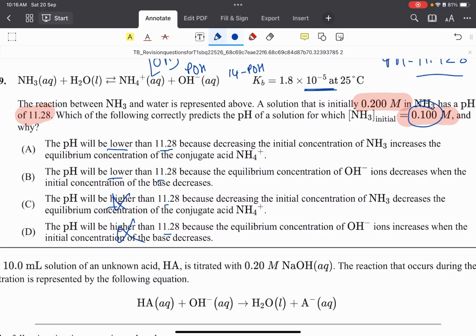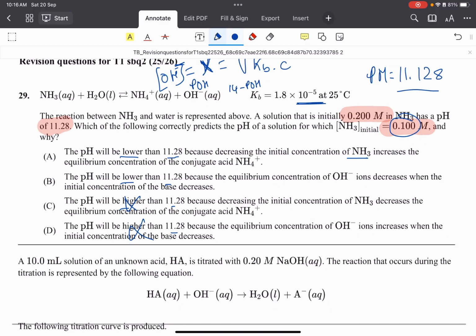So let's focus on these two options. Decreasing the initial concentration of NH3 increases the concentration of... no, that's not correct, because we're going to get less OH minus, and OH minus is always equal to the amount of NH4 plus. So the pH is lower because the equilibrium concentration of OH minus now is going to be less, x is going to be less. So yes, that's the answer, B.